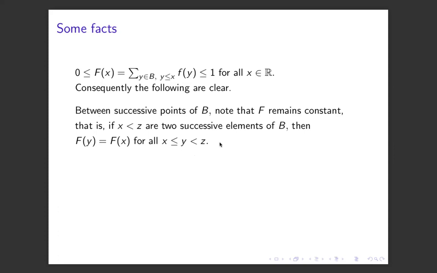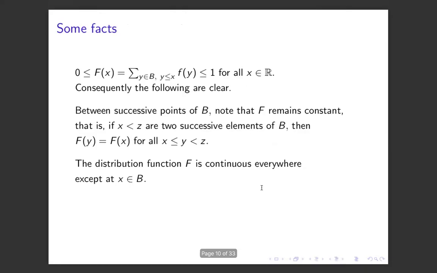Yeah, I got your point. So it will remain constant on closed x, open z. Because at z it can have a jump, depending on the probability value at z. Right, I got your point, sir. So that is the next thing. Therefore, the distribution function capital F is continuous everywhere except at the points of B, where it will have a discontinuity.